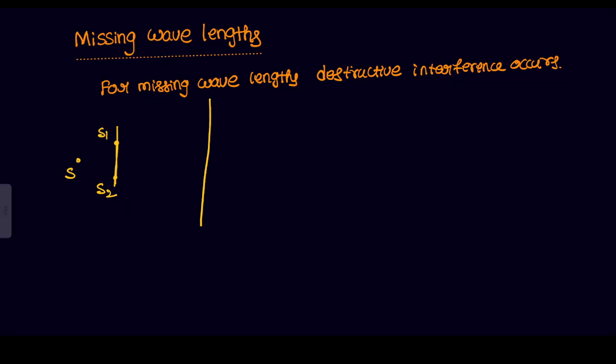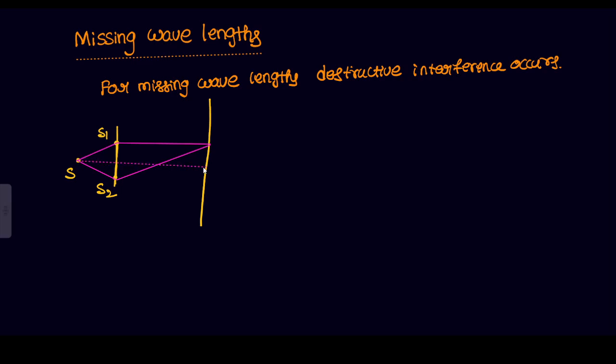The light ray will come here, and here one light ray will go like this. Now we need to find the missing wavelength exactly in front of the slit. This light ray will directly go here, exactly this point we are finding, and this is the light ray, this much distance this light ray has to travel.